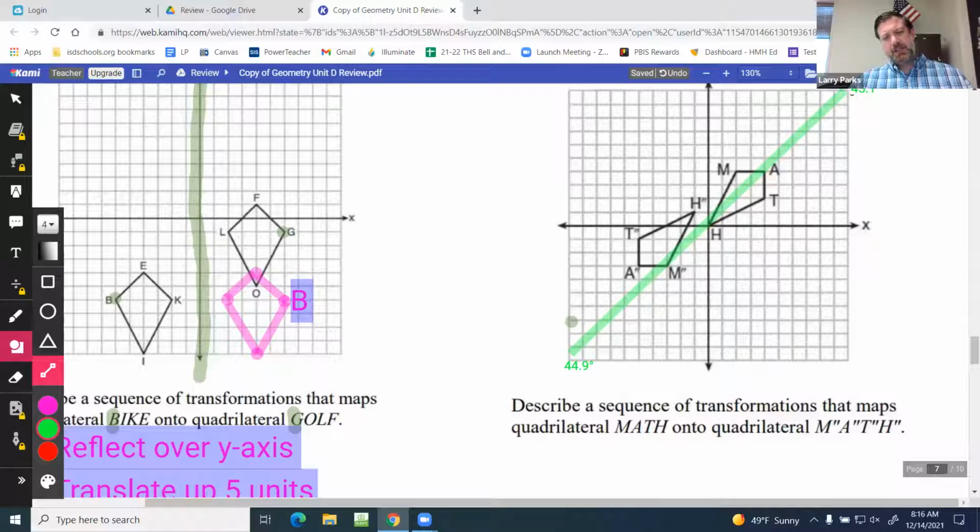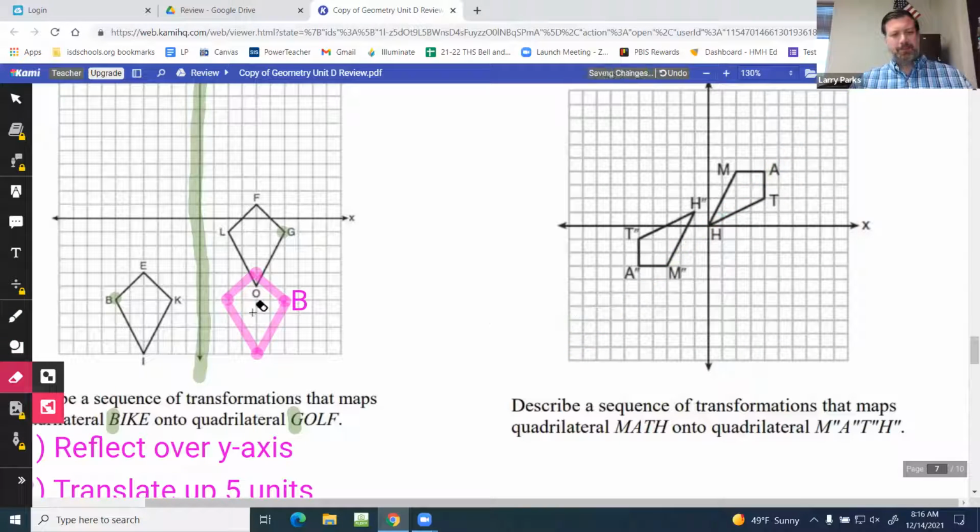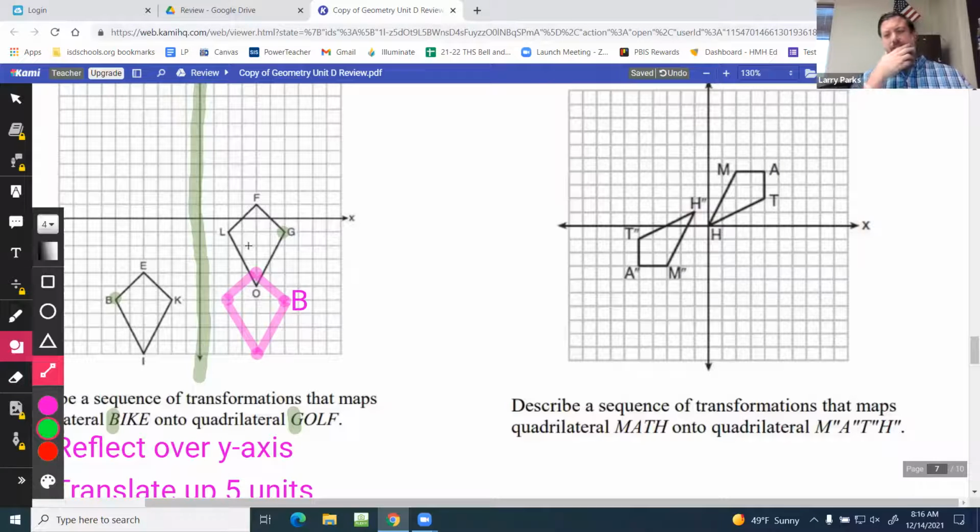Let me think. Not really. So I'm not going to do that. What else could I do? What if I reflect over y equals negative x? Will that help? Flipping it over this way. Does M go with T? No, M goes with M. So that's not going to help me.